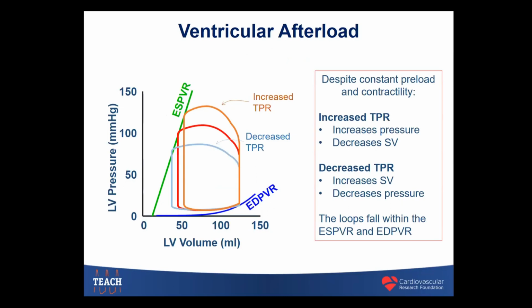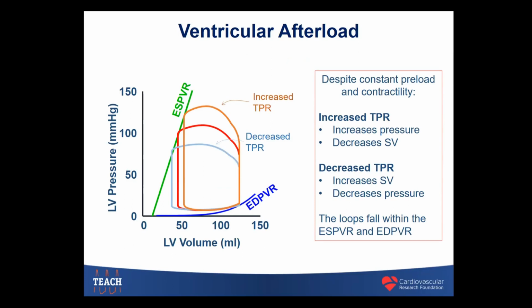So if you look here at ventricular afterload, this is where we hold contractility constant, because you see the ESPVR is constant. We also hold preload constant, because all of these pressure volume loops are initiating at the same place on the EDPVR, the end-diastolic pressure volume relationship, the same volume and the same pressure. But you can see that as your afterload increases, your stroke volume decreases quite significantly, and your pressure increases.